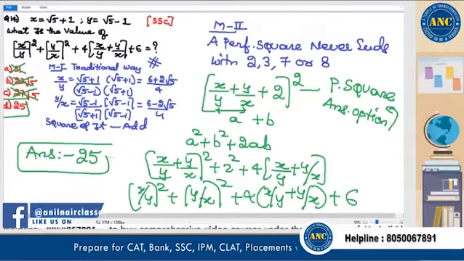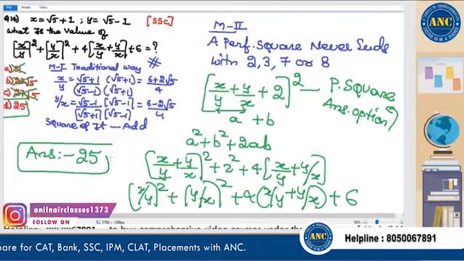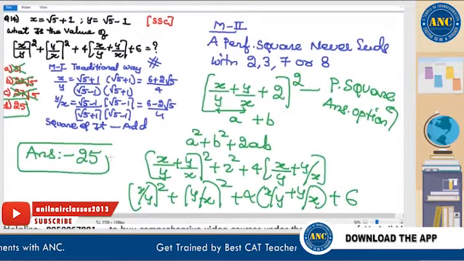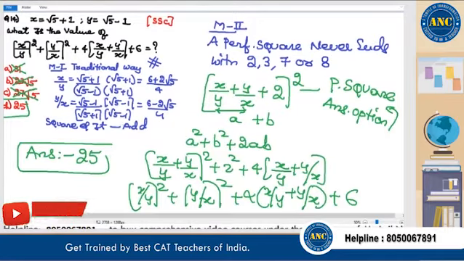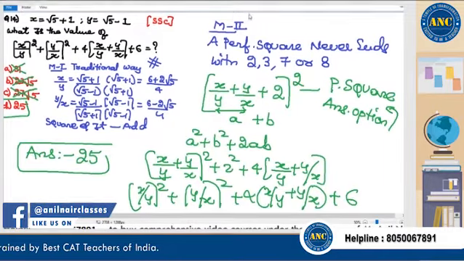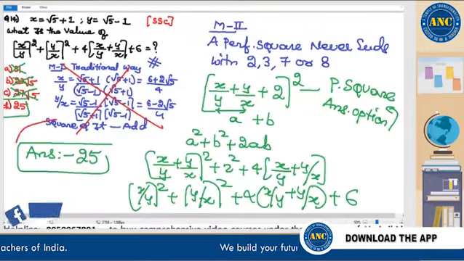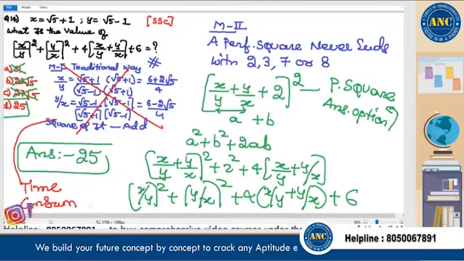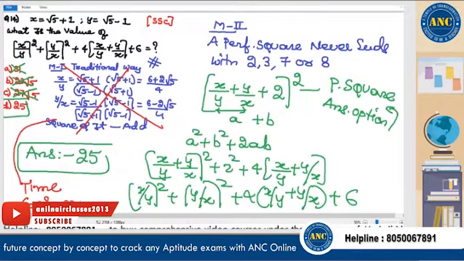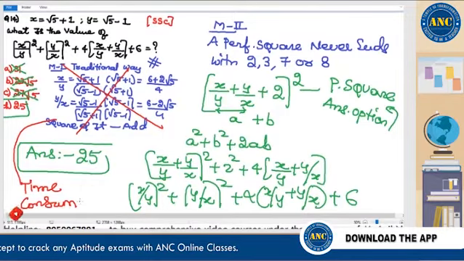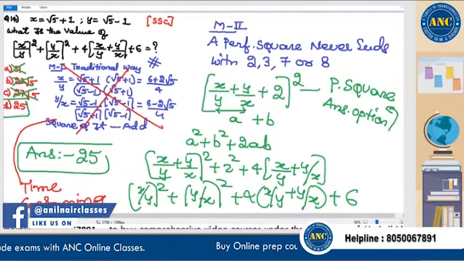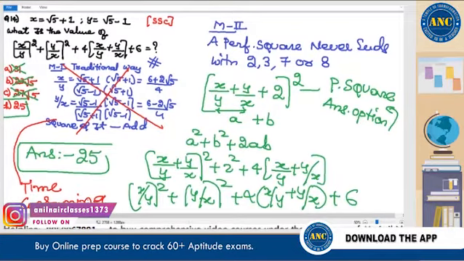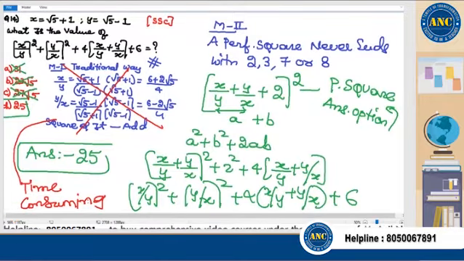A perfect square never ends with 2, 3, 7 or 8. So, this equation is nothing but x by y plus y by x whole square. This method, kindly avoid this method. It is a time consuming approach. You will get the answer, you will do step by step, but you are not playing the game to win. You are playing the game just to score. Time consuming method. This is method 2. I hope method 2 is clear, right?